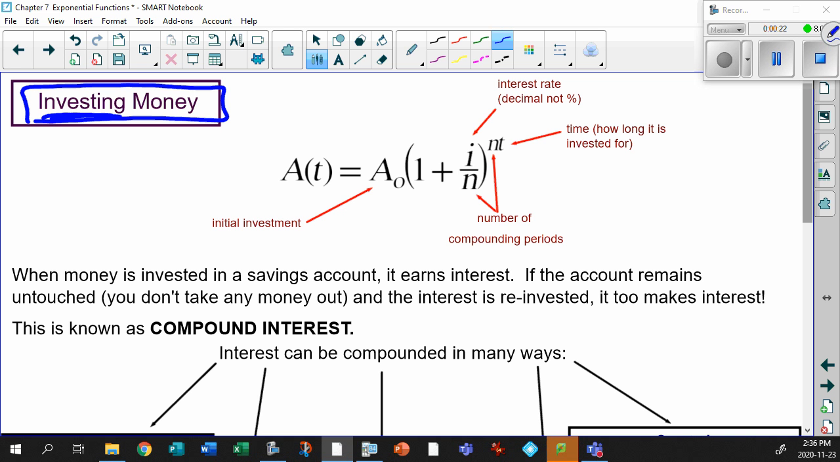Yeah, it is. Does this formula look at all familiar to you? It's exactly the exponential function formula, but there's a couple of extra little things in it. And the extra little things in it are something called the compounding periods. Whoa, whoa, whoa. Let's slow down for a second. Let's take a look at this up close.